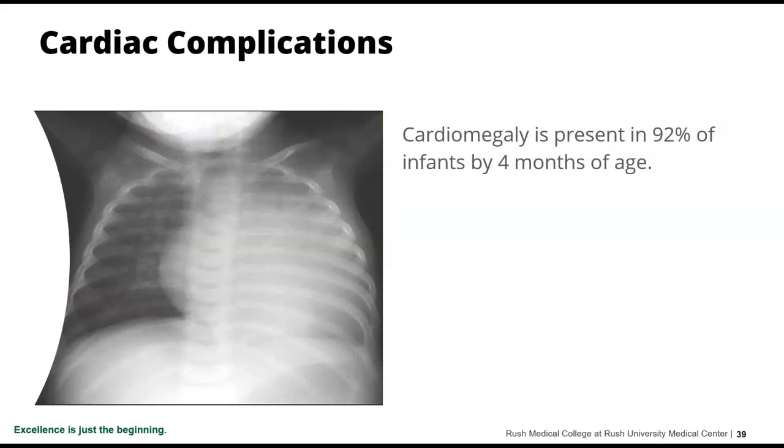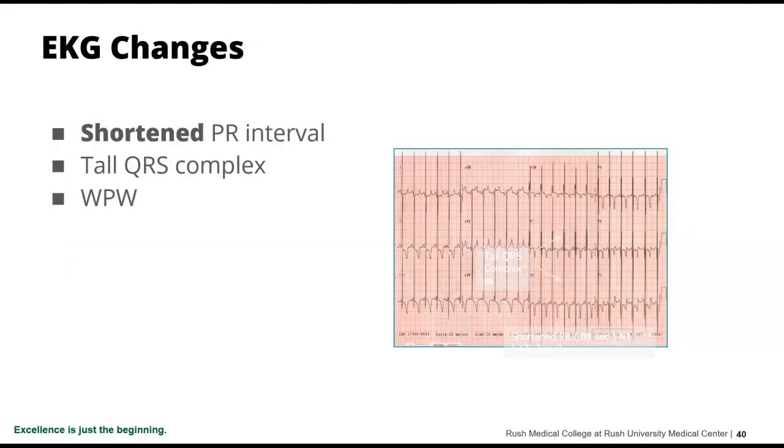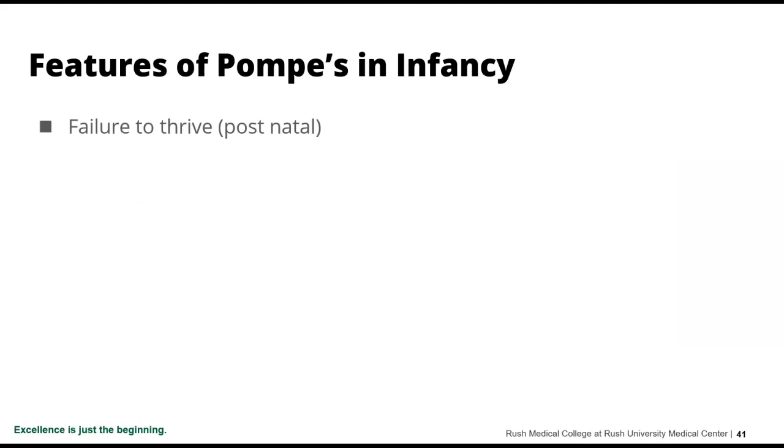Cardiac complications, here's the heart. It pretty much takes over this entire x-ray here, and is usually seen by 4 months of age. Short PR intervals, tall QRS, Wolff-Parkinson-White. Basically, the heart's not functioning, it's too big, and the electrical system is being affected.